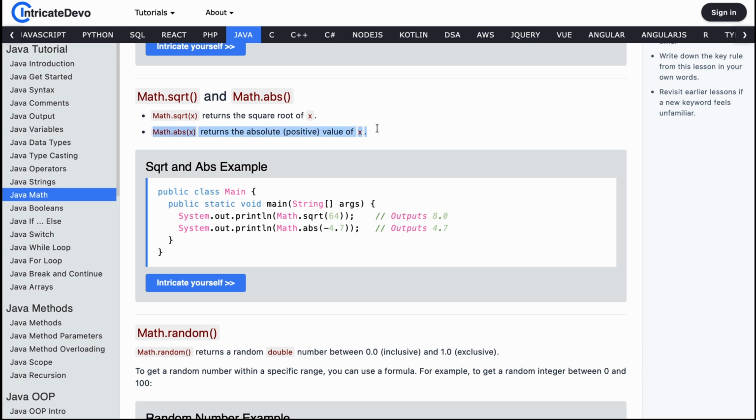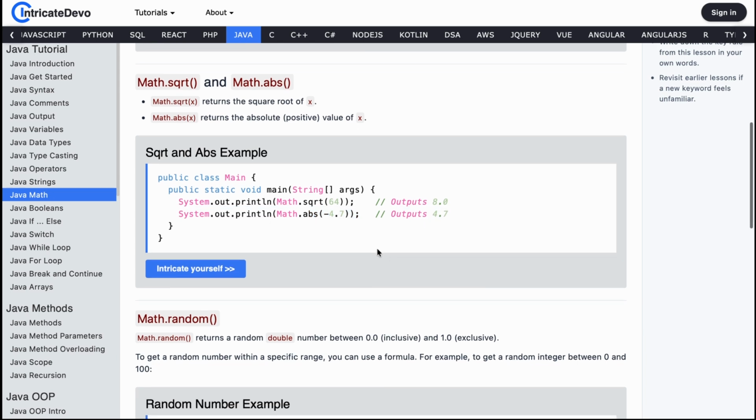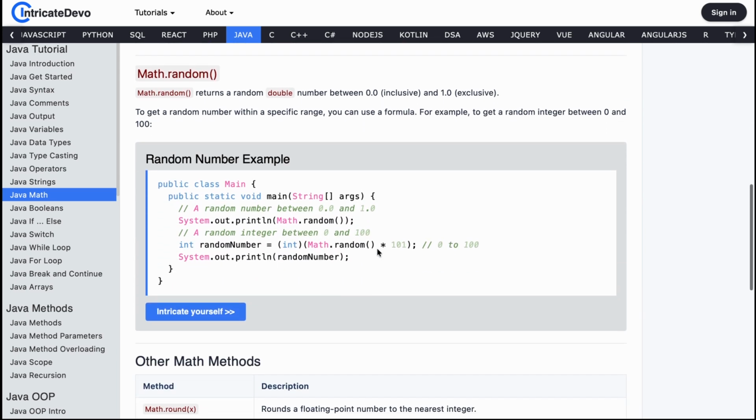Then there's Math.abs, which stands for absolute value. Think of this as the distance from 0. It basically strips away any negative signs. Pass in a negative 4.7 and it flips it to a positive 4.7. It's incredibly useful when you need to calculate differences, but don't care which number was bigger.